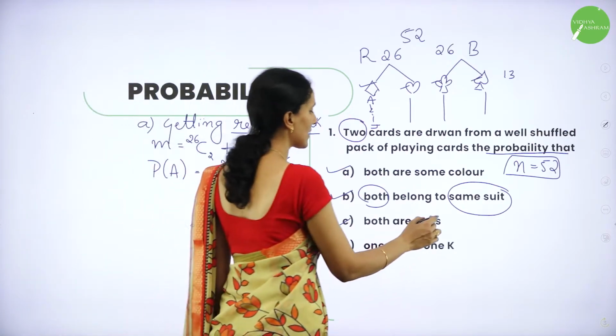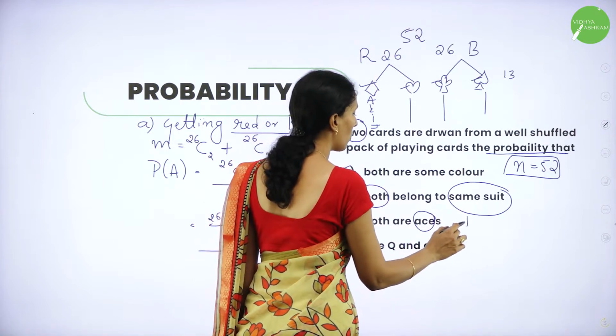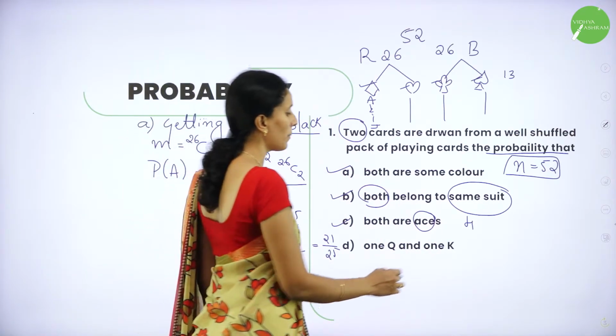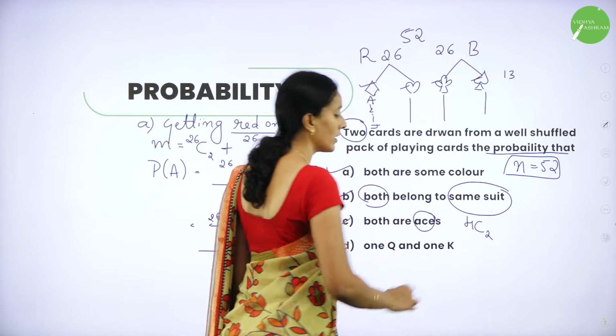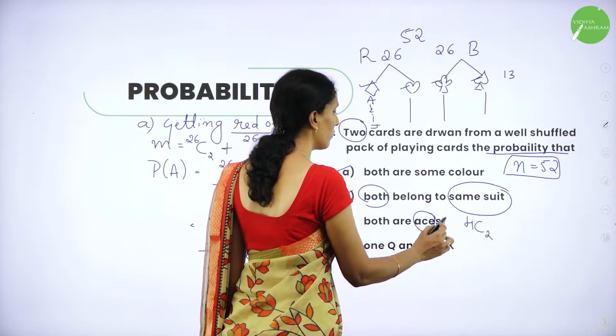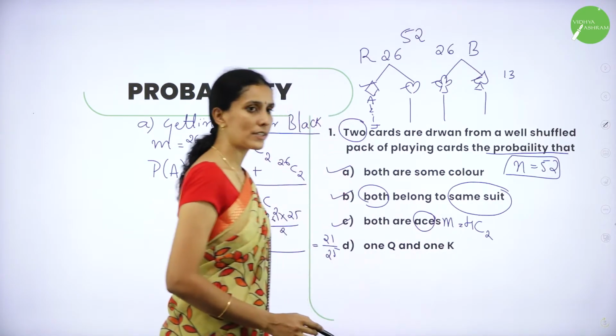How many ace cards do you have? You have 4 cards of ace. So out of 4 cards, you are supposed to choose only 2. Therefore, my selection will be 4C2. That is, my favorable outcome is 4C2.